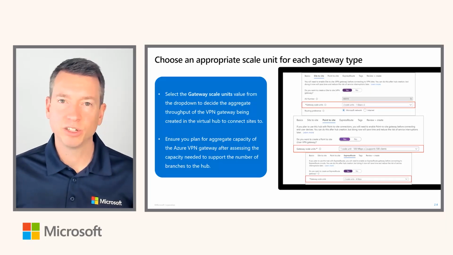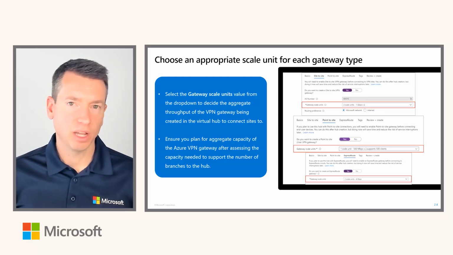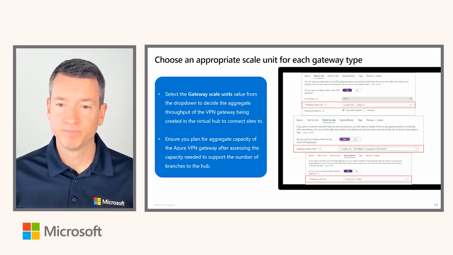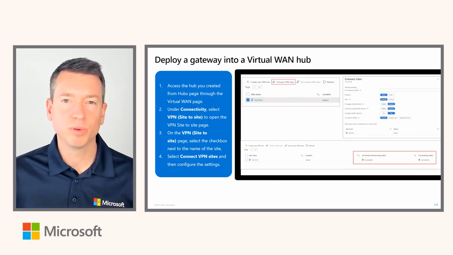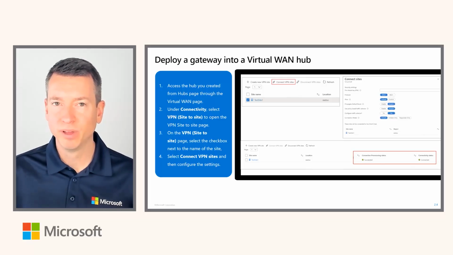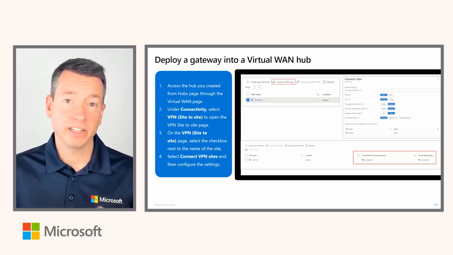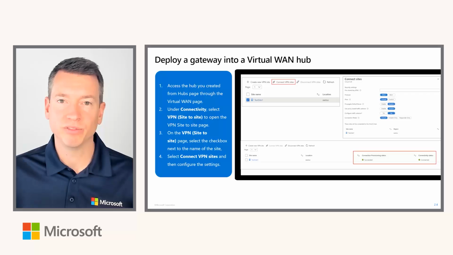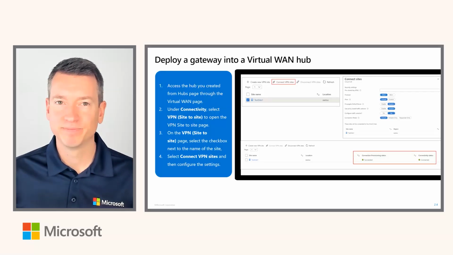Know that you can select an appropriate scale unit for each gateway type on the site-to-site, point-to-site, and ExpressRoute tabs. Now, while creating a virtual hub, you need to define the throughput. On this screen, you will find these steps to deploy a gateway into a Virtual WAN hub. From the hub page, select VPN, so the site-to-site. That will open the VPN site-to-site page, and then select the checkbox next to the name of the site, and you can now connect the VPN sites and then configure the settings.